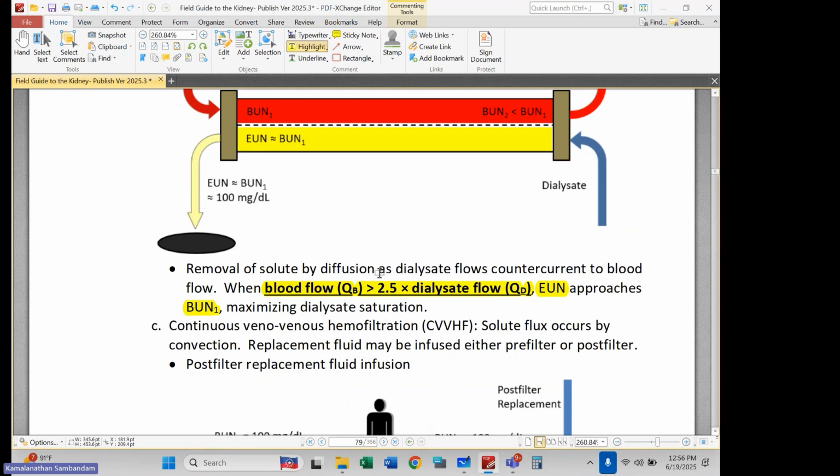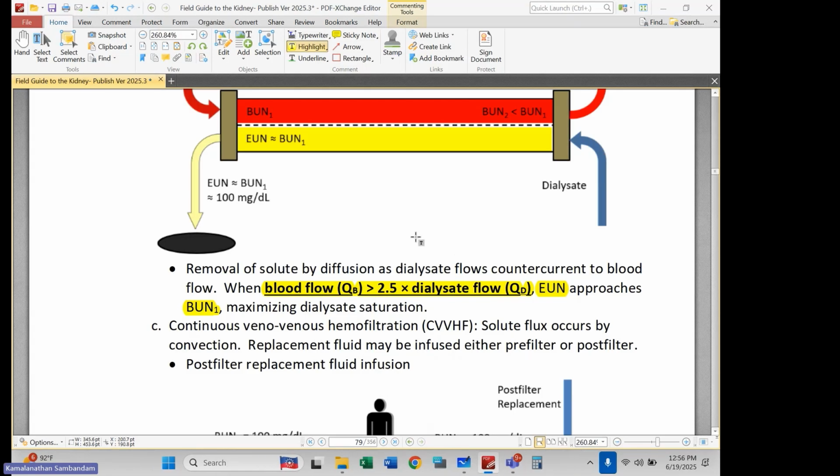or urea clearance for intermittent hemodialysis. So, what did we say with intermittent hemodialysis? We said that as long as my dialysate flow rate is 2.5 times my blood flow rate, then my urea clearance approximates my blood flow rate. So it's the flip. So a classic example is a dialysate flow rate of 500 and a blood flow rate of 200. That's the typical initiation regimen, right?